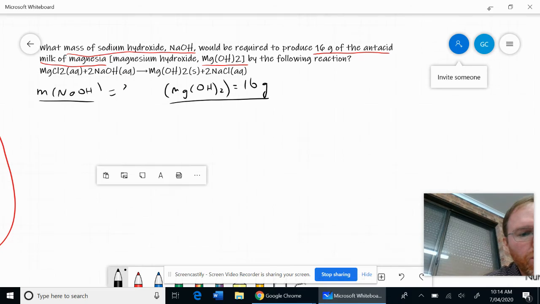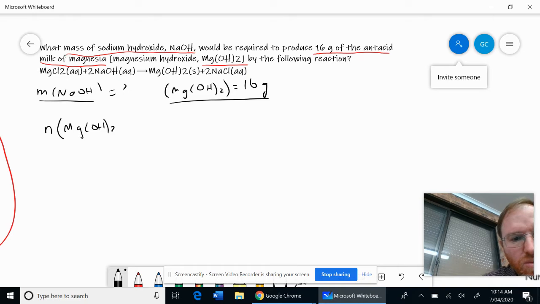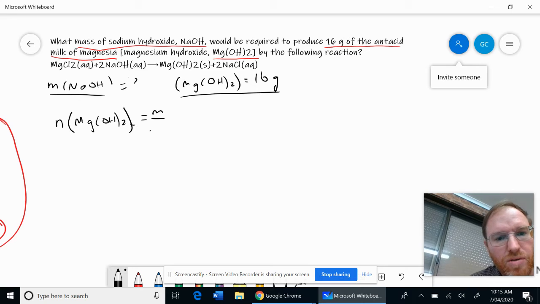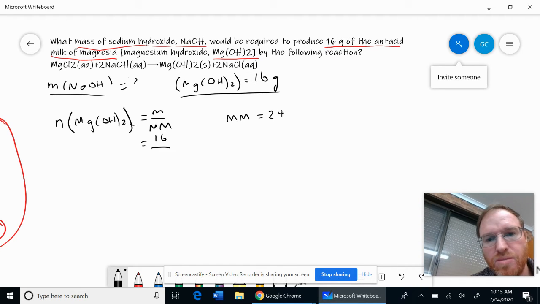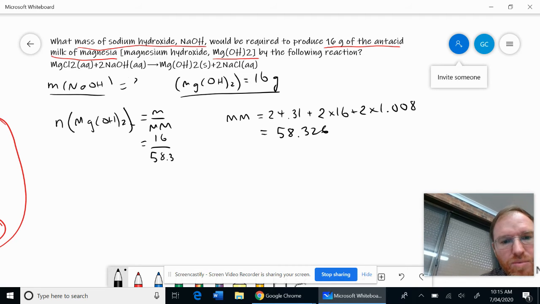So how do we do that? Well, the number of moles, and I put the name of the chemical in brackets. That's a common way to do it, and it avoids any confusion. The number of moles is mass over molar mass. In this case, the mass is 16 grams. What's the molar mass? Well, we need to work that out. So just to the side, we put the molar mass. Magnesium on the periodic table is 24.31, plus 2 oxygens, plus 2 hydrogens. When I work all that out, I get 58.326. And so I can put that in over here, 58.326.